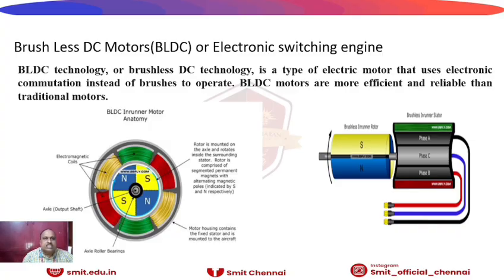So these are the brushless DC motors, or electronic switching engines. As in the previous slide, we have seen that this design is fabricated with BLDC technology, that is brushless DC technology. It is a type of electric motor that uses electronic commutation instead of brushes to operate. BLDC motors are more efficient and reliable than traditional motors.